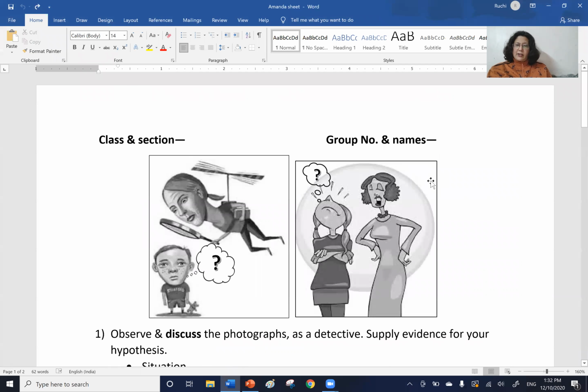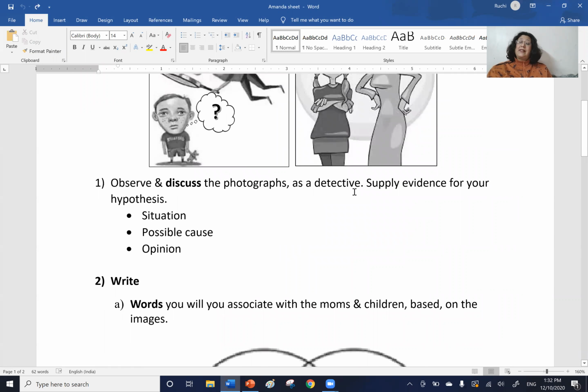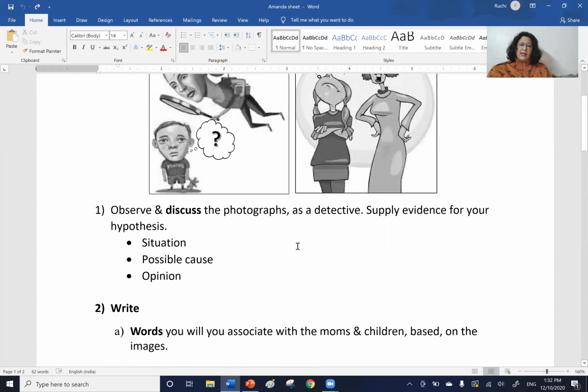You could have a class and section, group number and names, the same visual that I showed you. Observe and discuss the photographs as a detective. So get your analytical thinking hat on, supply evidence for your hypothesis. So what is the inspection that the detective has to do? What is the situation? What could have been the possible cause? What is your opinion about it?